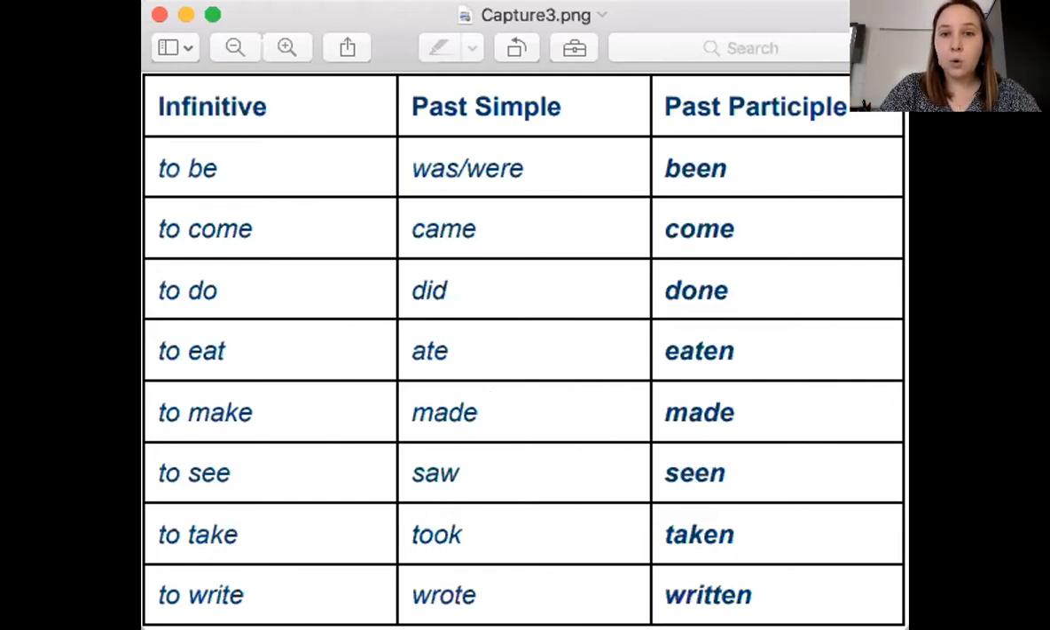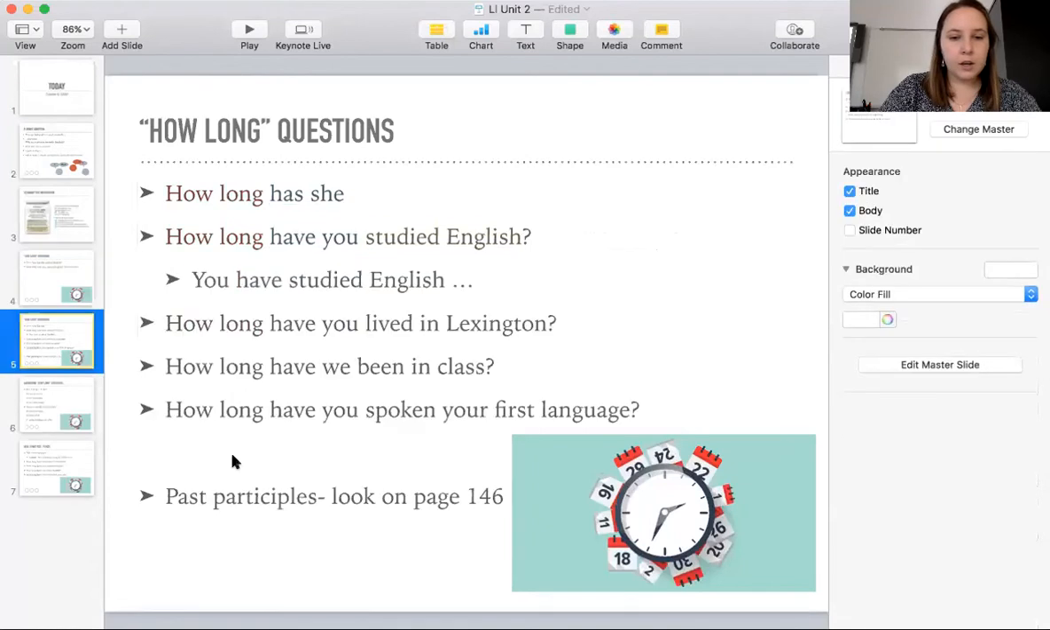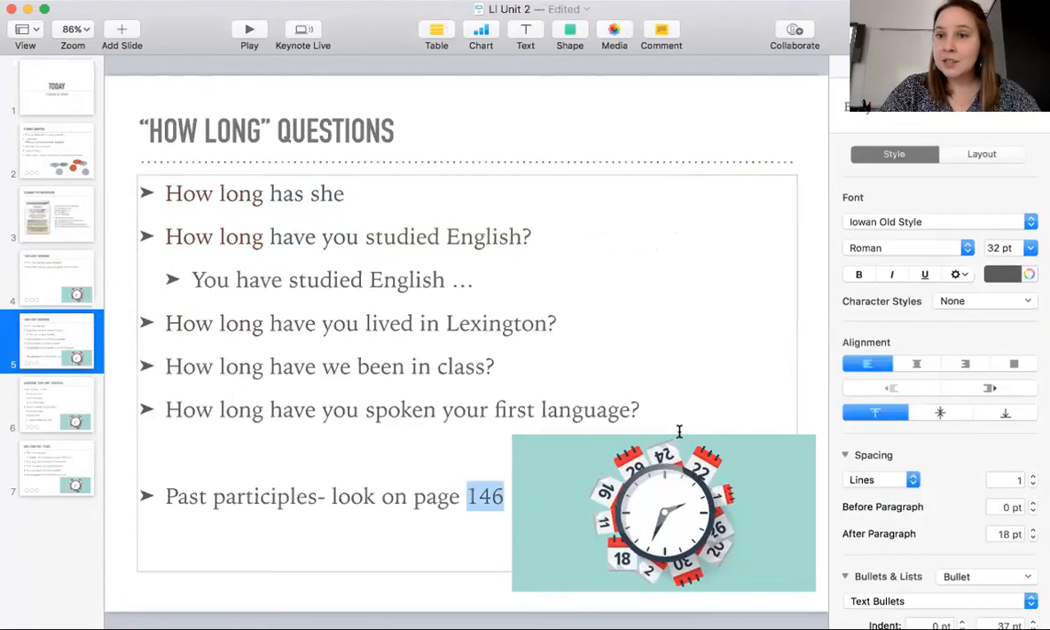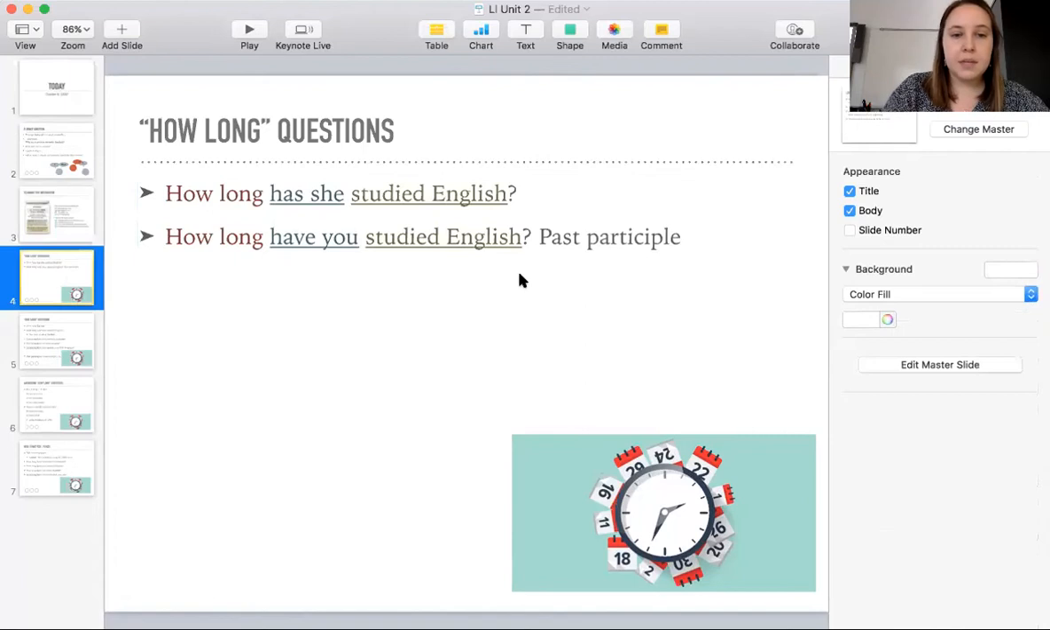If you have the older book, let me go back to our PowerPoint. If you have the older book, on page 146 in the second edition book, there is a list of the present, past, and past participle of verbs. I will make a copy of that for everyone so that everyone has it. Here, the past participle is the third part of it.